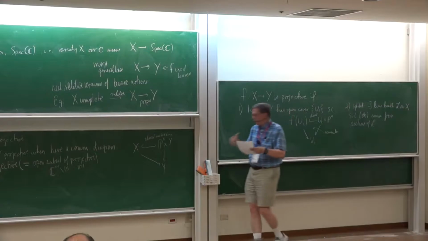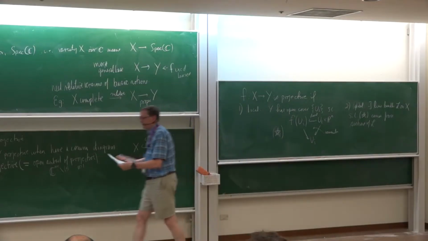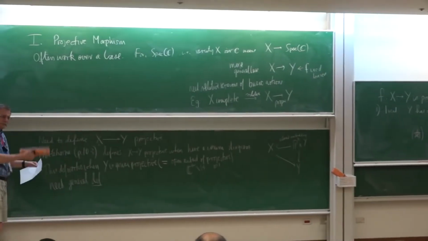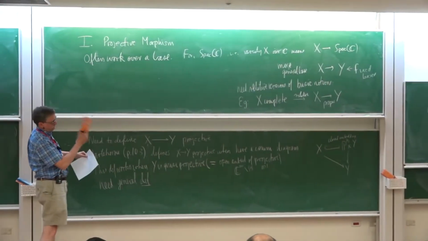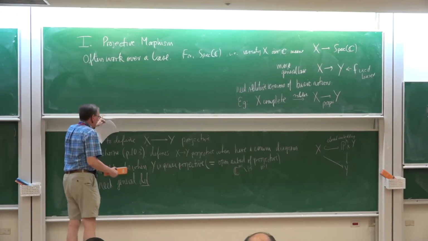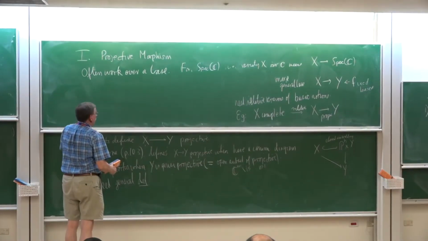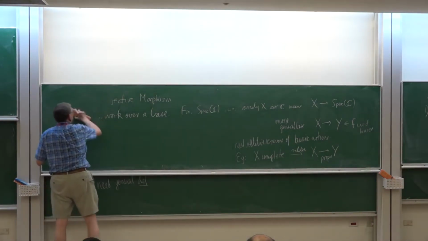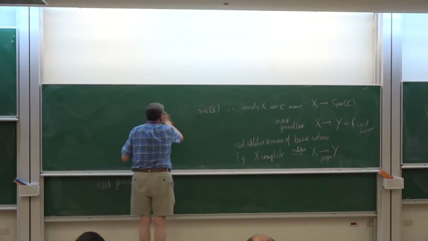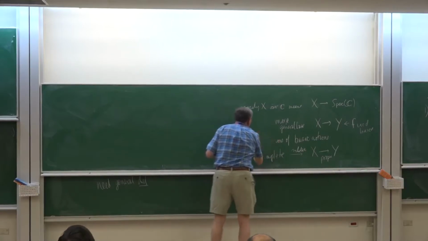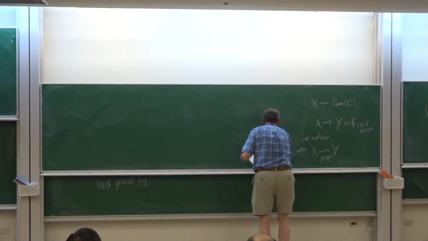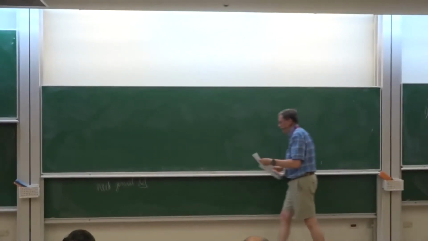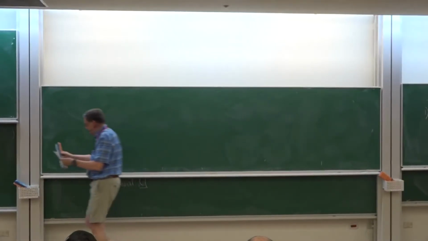So to me, this is not a very intuitive definition. I had to open up EGA and read it. And I said, well, if Grothendieck thinks that's the definition, I'll trust Grothendieck. But it turns out it does have the right kind of properties. So let me give you a couple of properties.